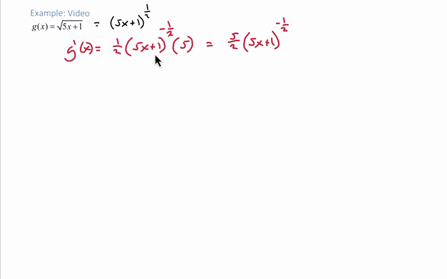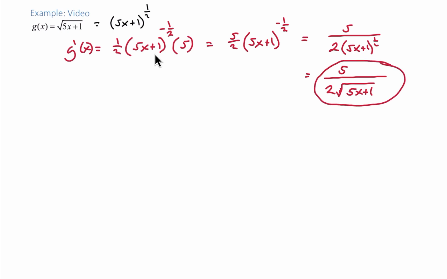And if we want to remove that negative exponent, we can do that. Just push that to the denominator and write it like this. If we wanted to take it a step further, we could even rewrite this using a radical. And we have g prime.